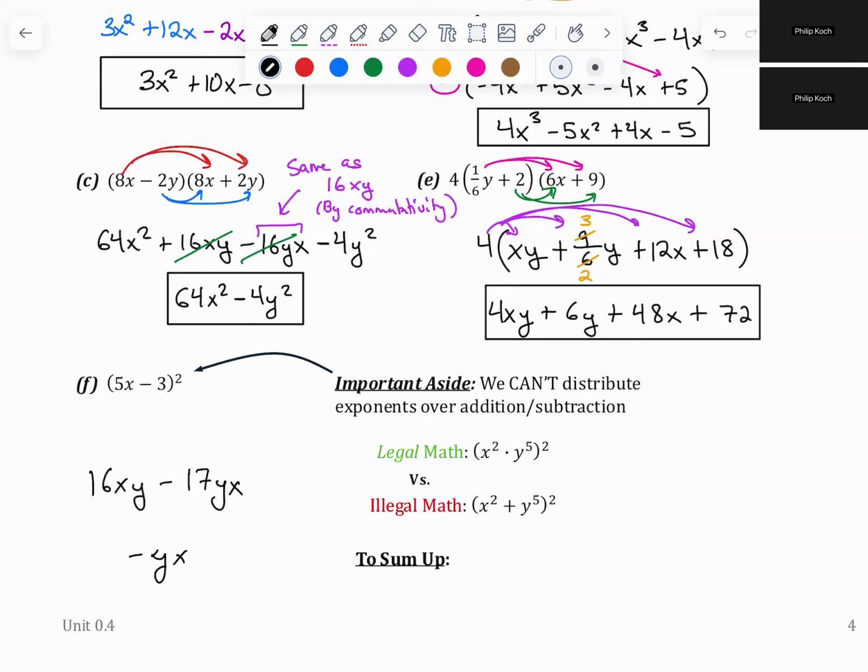So that is a perfectly valid question. 16xy minus 17yx. Should the answer be negative yx or negative xy? The answer is it shouldn't matter. Convention would be to go in alphabetical order, right? So we should put the x's first just by convention, but it's not wrong to write it as yx.